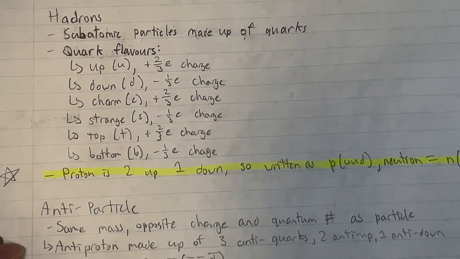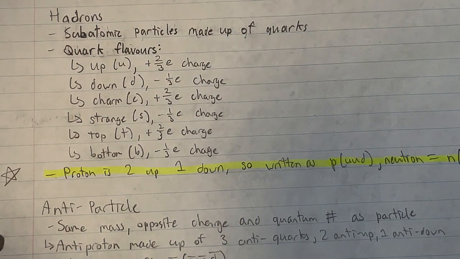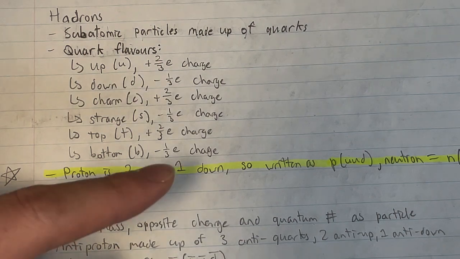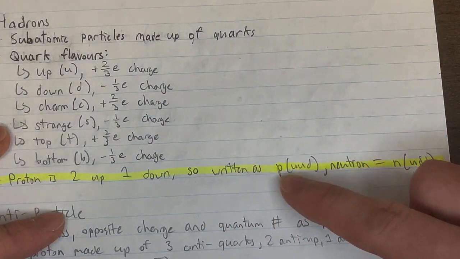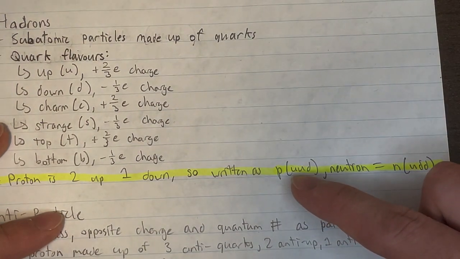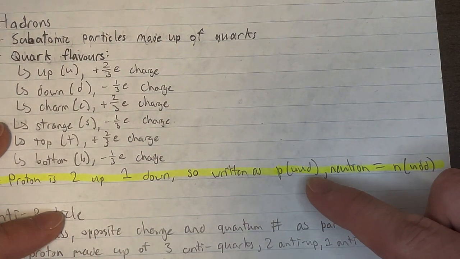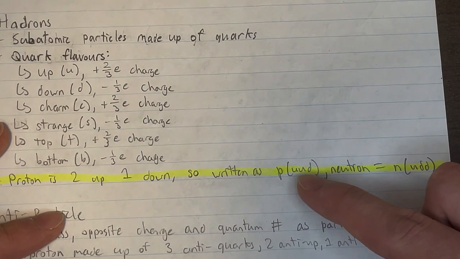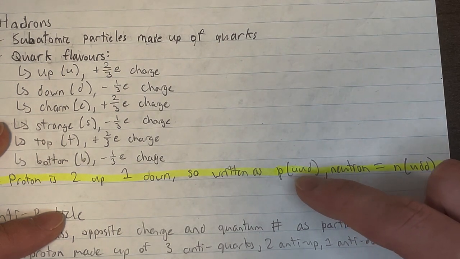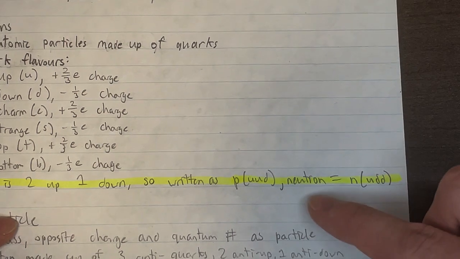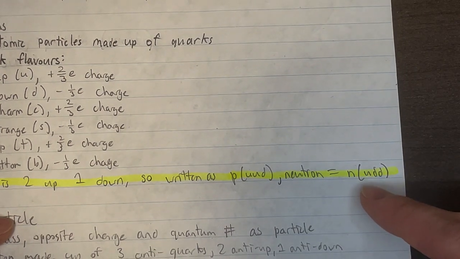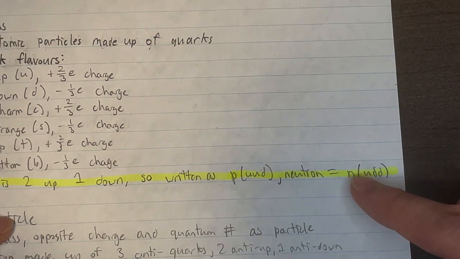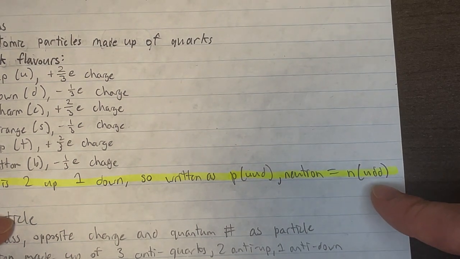For example, if we have a proton, a proton is made up of 2 up quarks and 1 down quark. So we write it as P, and then in brackets, UUD, standing for up, up, and down, the 2 ups and the down. And if we have a neutron, we write it as N, bracket, UDD, because a neutron is made up of 1 up quark and 2 down quarks.